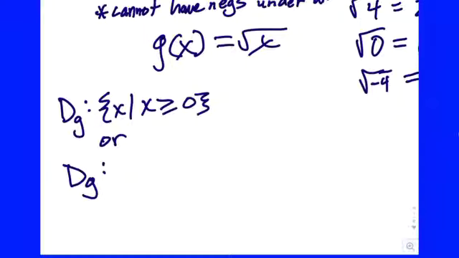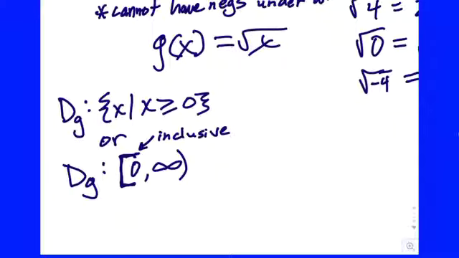It would be, what is the starting value? Yeah, 0 with a bracket. Okay, and we always have the brackets going in towards the number, so don't turn it the other way. The bracket means inclusive. It's like the equal. We start at 0, and then we cruise to the right for infinity with a parenthesis.